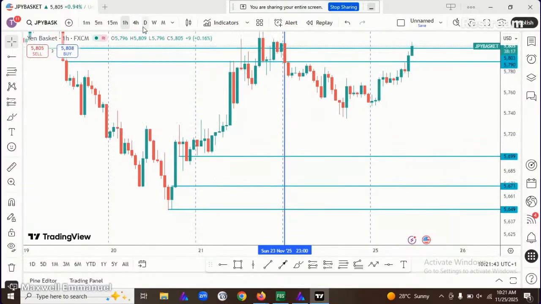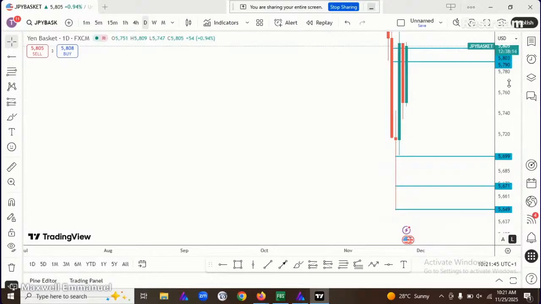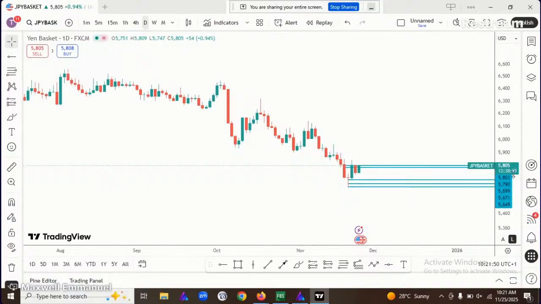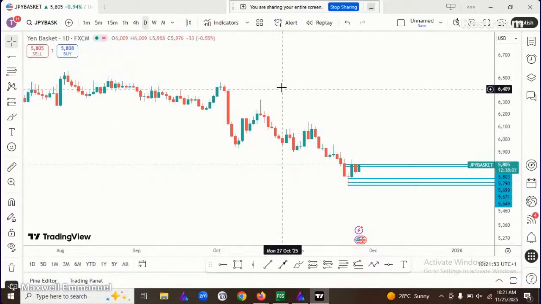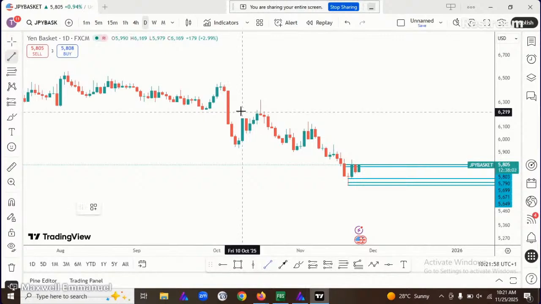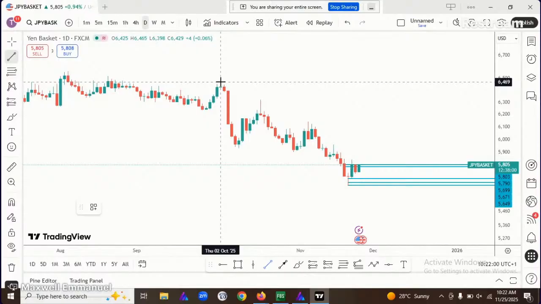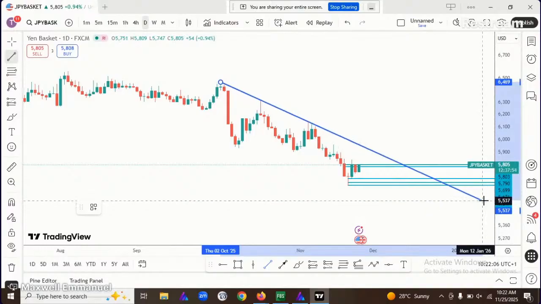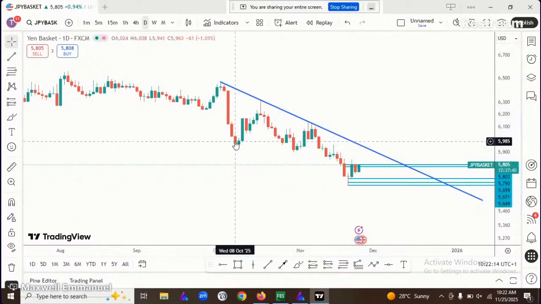Look for sales. If you look at the daily and the 4-hour time frame, you can see the structure on the daily. It is a bearish structure. If you also apply your trend line, you can see that the trend is bearish. Price has been forming a series of lower high, lower low, lower high, lower low. This is a bearish structure.